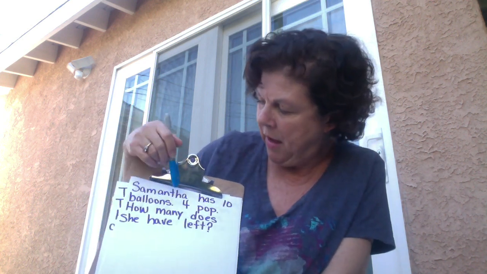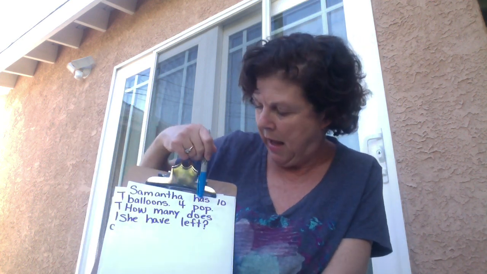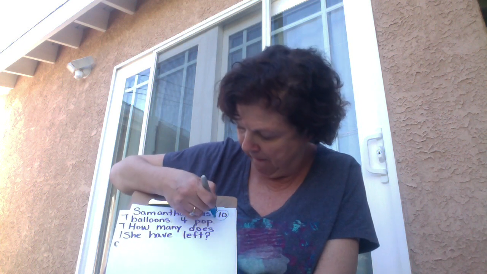This one says, Samantha has 10 balloons. Let me see. Did you tell me to do something? I hope you told me to circle 10. Okay, 4 pop. Boy, that's disappointing when that happens. I hope you said ding, ding, ding. Okay, I'm going to circle the 4. How many does she have left? Did you say ding, ding, ding? Okay, we're going to circle left.